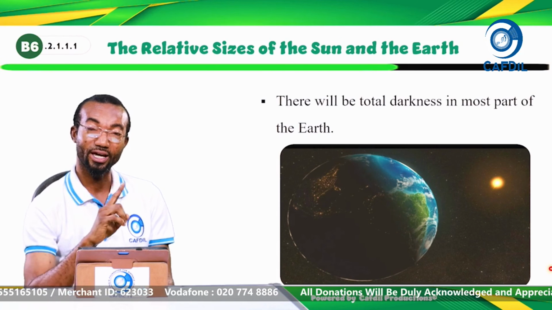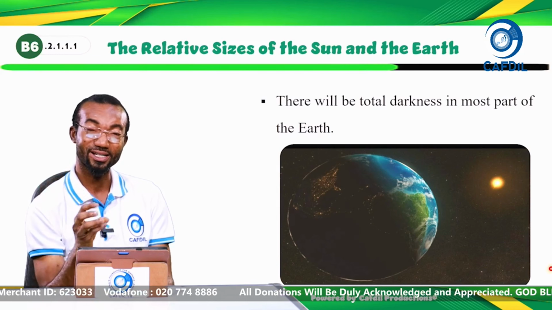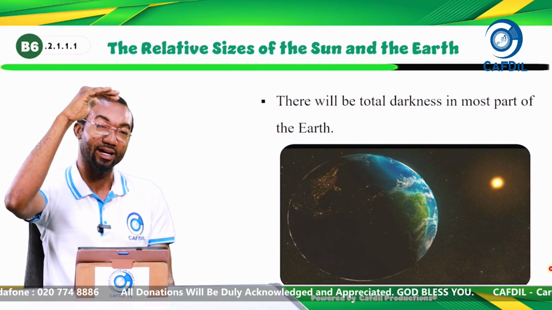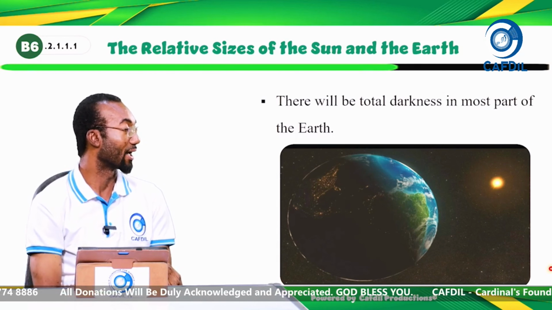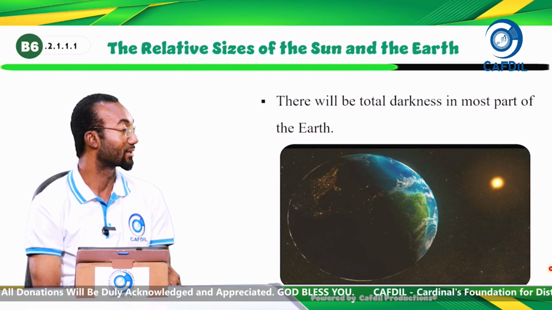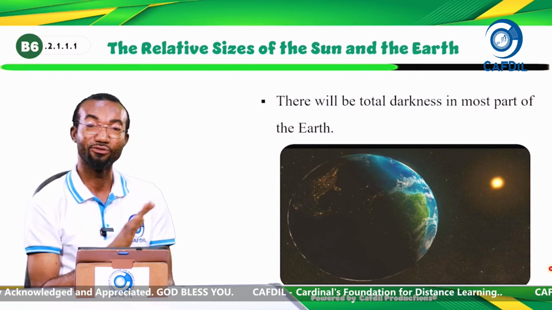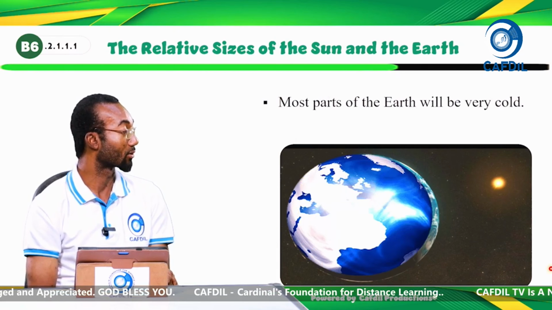So even though the earth is rotating, not all the sunlight will get to certain parts, especially the top of the earth and the bottom of the earth, which will not experience light. So there will be total darkness. Some parts of the earth will have 24 hours of darkness throughout.